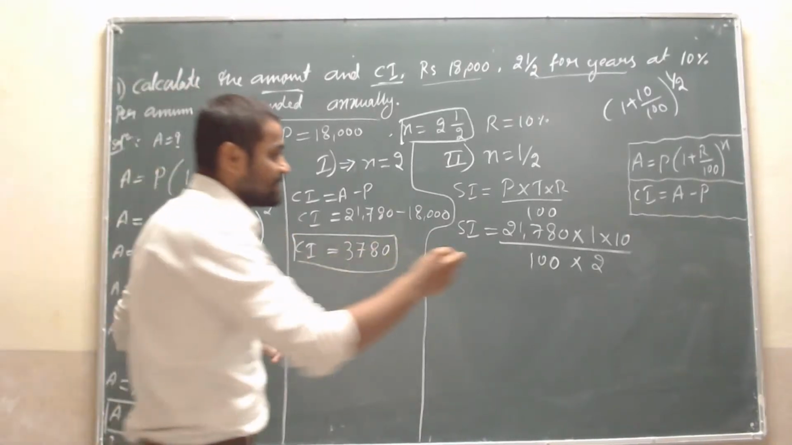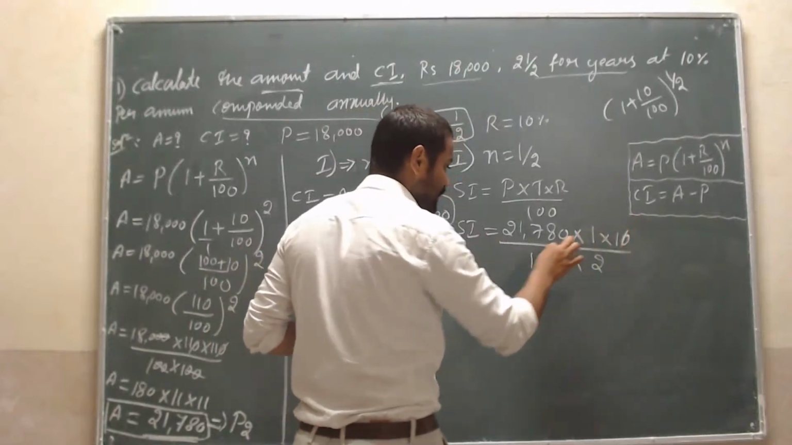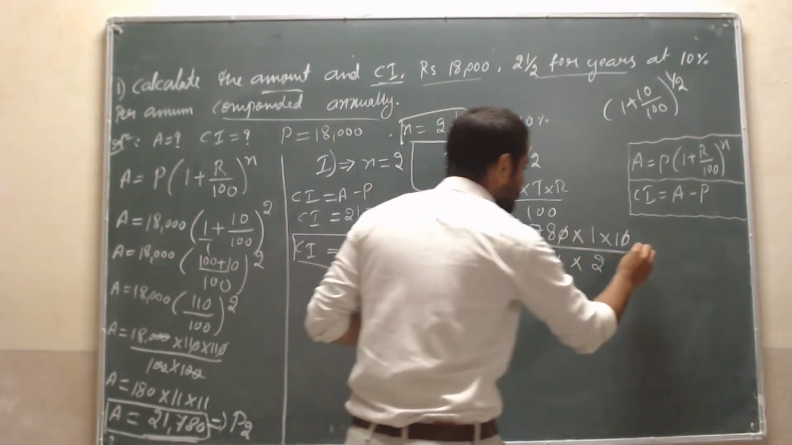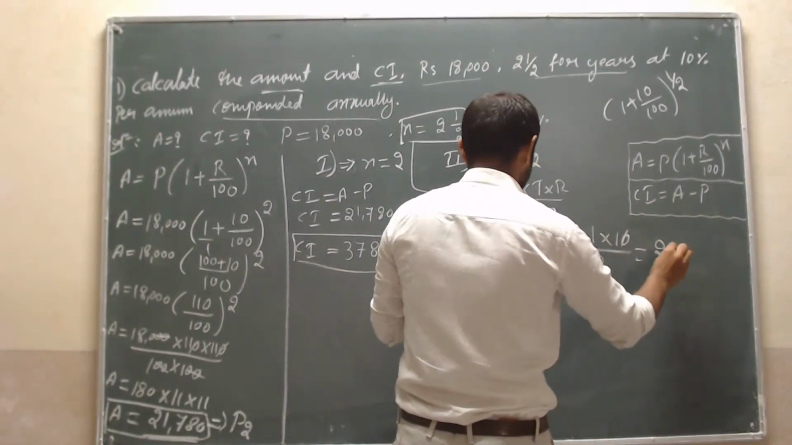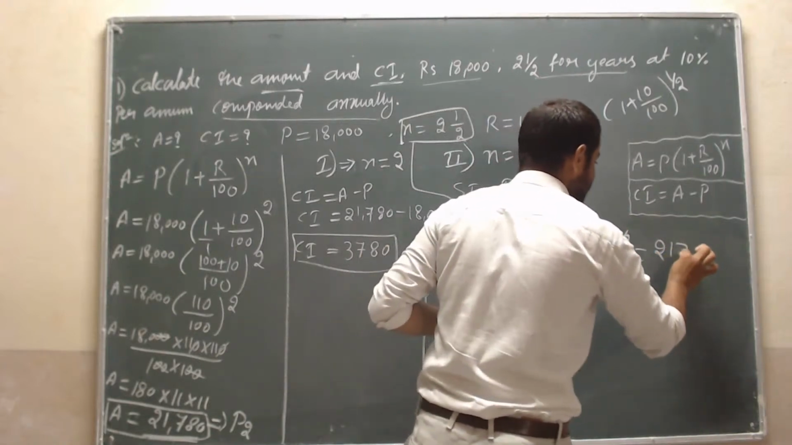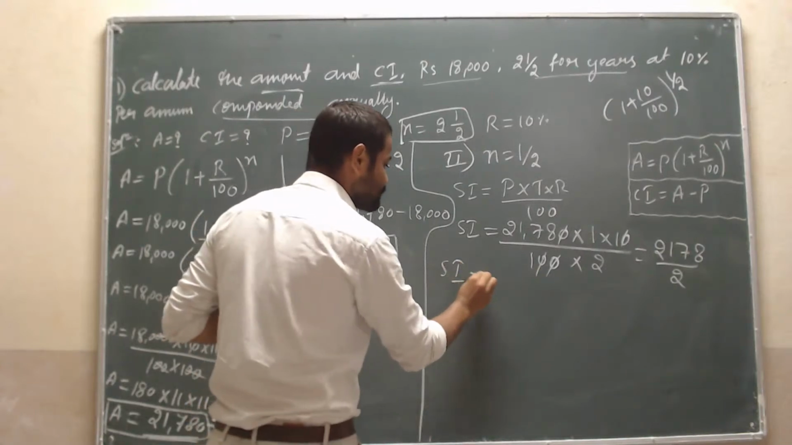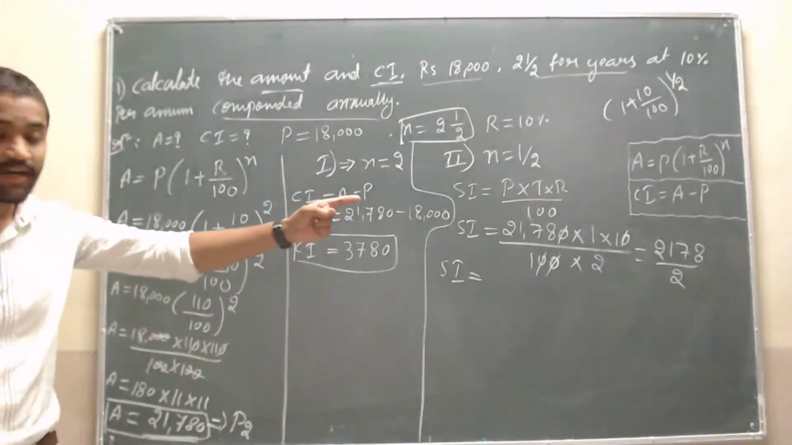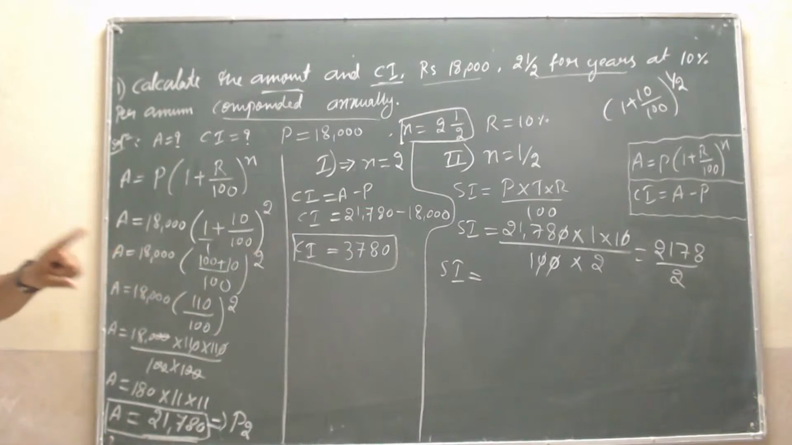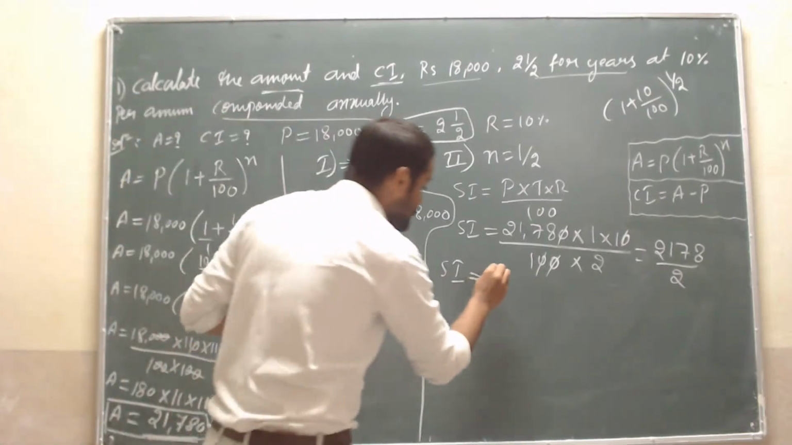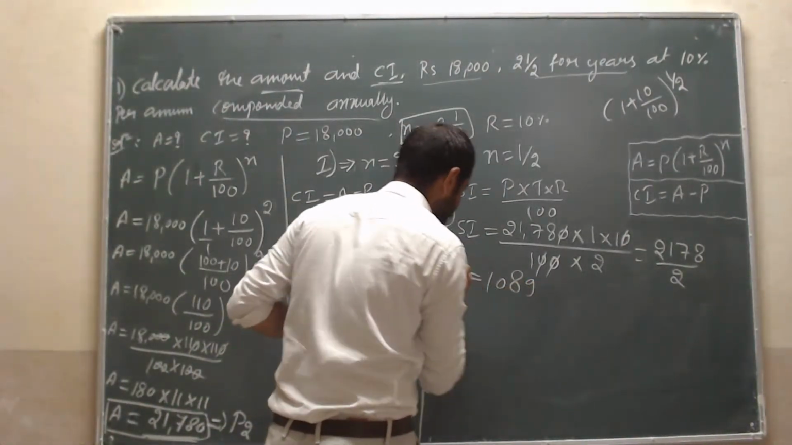Sir, easy, sir. This 0 gets cancelled, this 0, and this 0, and this 0. Now tell me, 2,178 rupees divided by 2. What is the simple interest we will get here? 2,178 divided by 2 is equal to, yes, very good, that is 1,089 rupees.